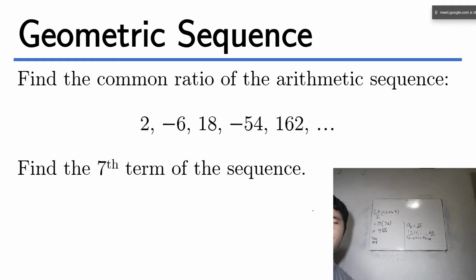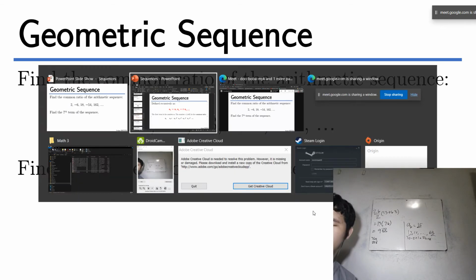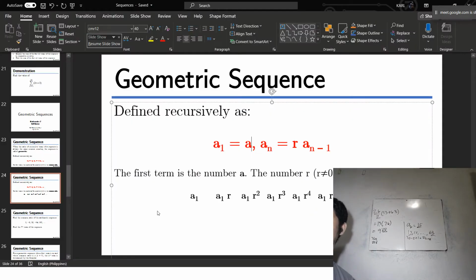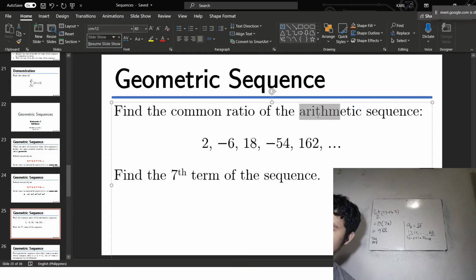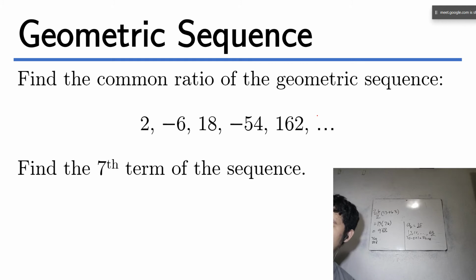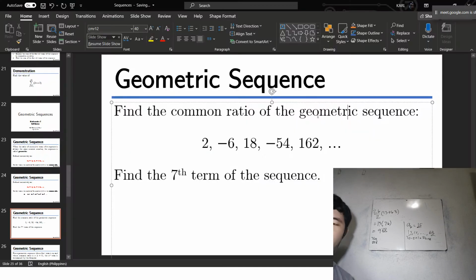I'm going to make the same pattern as kanina. Ayan, see? Nag-alternate. Okay. Find the common ratio of the geometric sequence. Ano ba yan? Ano ba itong PowerPoint ko? Mali nakasulat. Geometric sequence. Ayan. 2, negative 6, 18, negative 54, 162. Find the 7th term of the sequence. Sige, let's go to the whiteboard. Wait lang, ha.